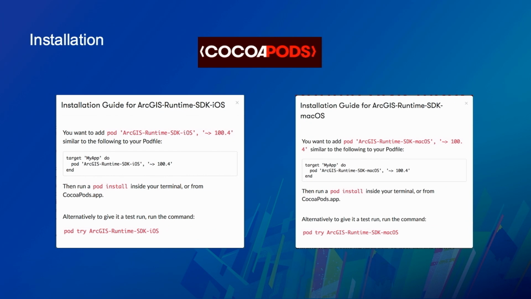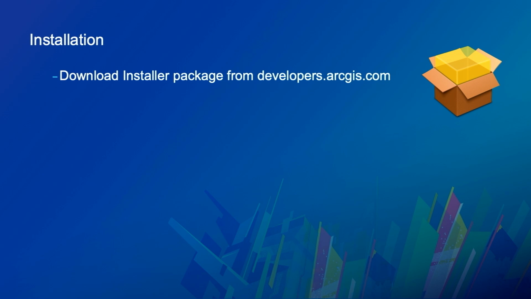So where do you get the SDK from? Do any of you use CocoaPods? Show of hands. Some of you do? Yeah. So the SDK is available on CocoaPods. You just put the name of the SDK in your pod file and give it optionally a version number to pod install, and it'll download it and configure your Xcode project to start using it. It's pretty simple. But for those of you who don't use it, you can get the SDK from developers.arcgis.com, and you can download an installer package.